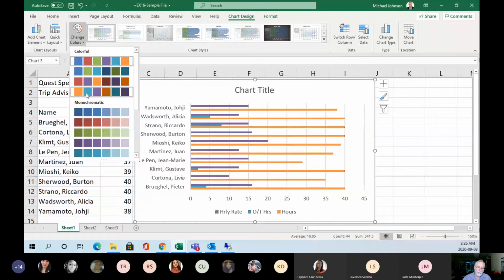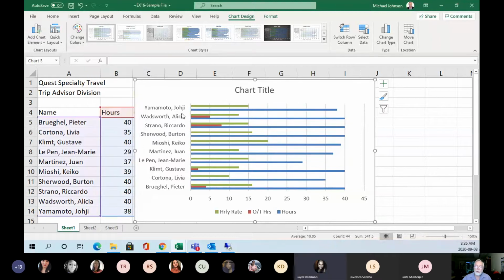Yep. Can you sort right from the chart screen? Yes, I can, but not the way it's set up right now. Okay. Okay, but I will show you how that's done. We'll be slicing it.